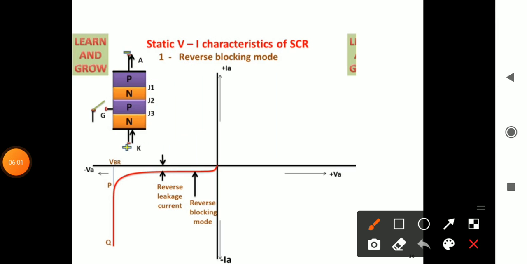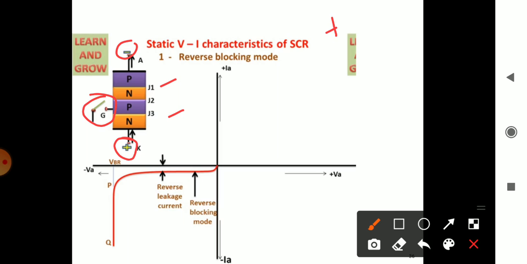In reverse blocking mode, the negative terminal is connected to the anode, which is nothing but positive, and the cathode is connected to the positive terminal. For that reason, J1 and J3 are reverse biased, and J2 is forward biased. Keeping the gate terminal open, because J2 is also forward biased now, there is no need of a gate pulse.